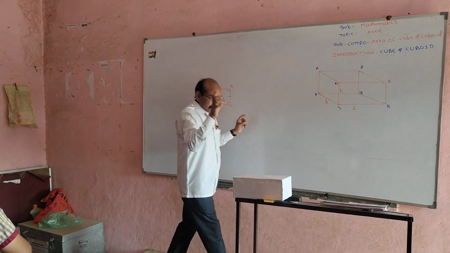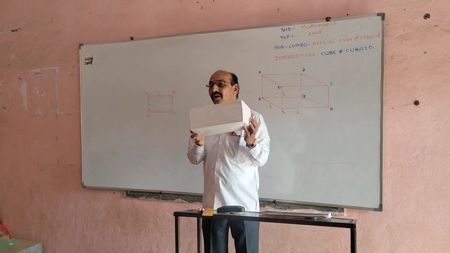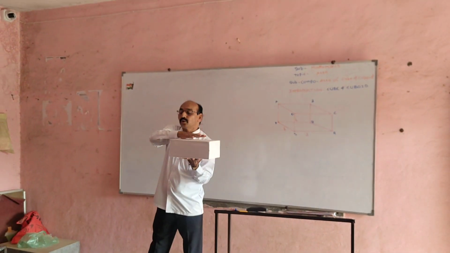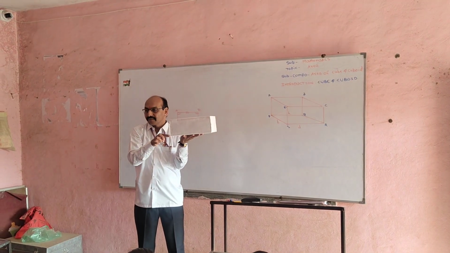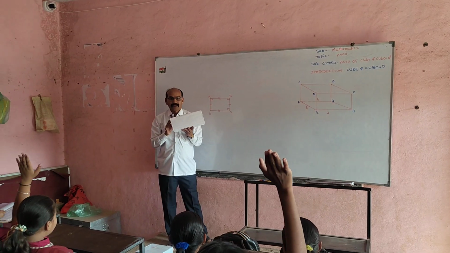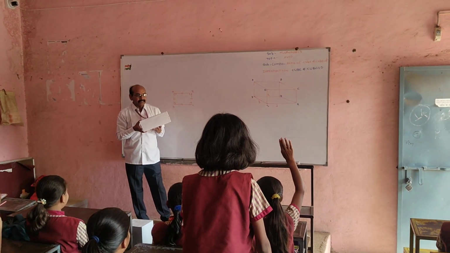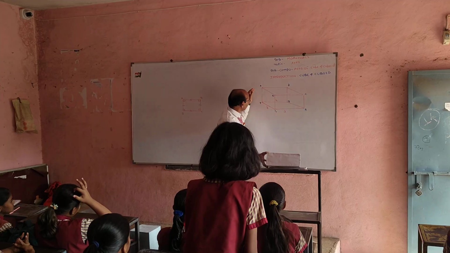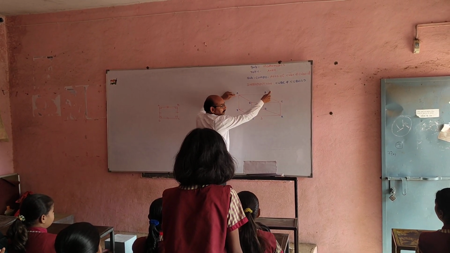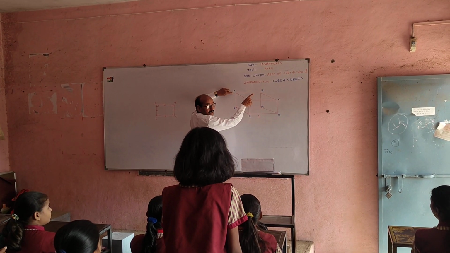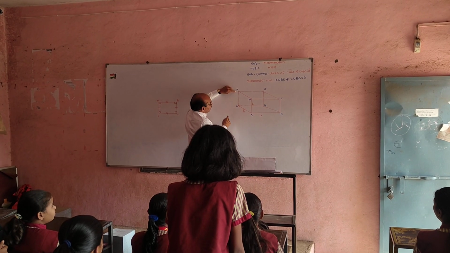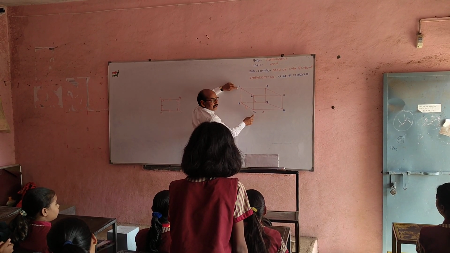And how many edges does this cube or cuboid have? Edges means the line connecting any two faces at a corner. So this figure has 12 edges. Tell me the names of those 12 edges. The first one is AB. This one is the first edge. Another one is BC. DC. Yes, BC. PS. Yes, SR.